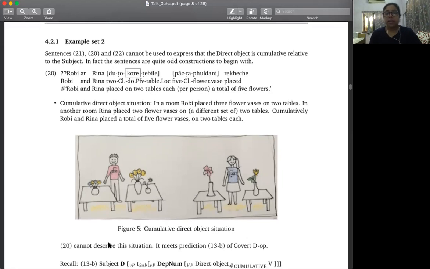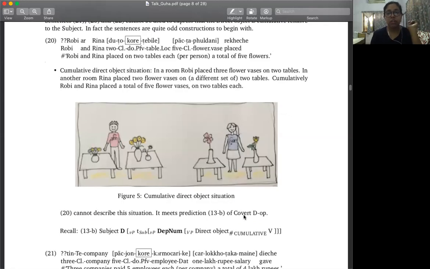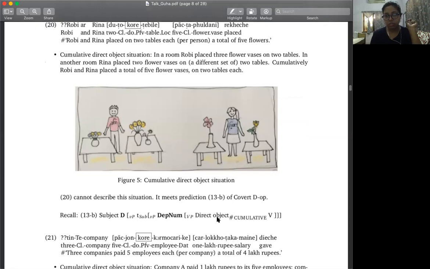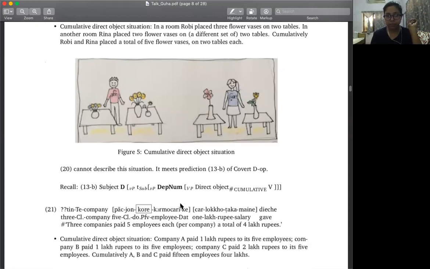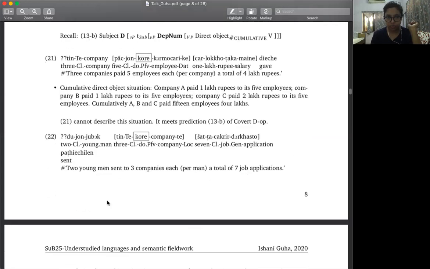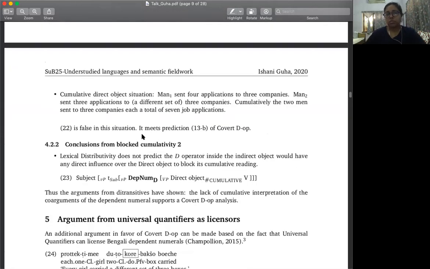Okay. 20 cannot describe this situation, and that meets the prediction 13b of Covert D op, which I've repeated here. So the direct object cannot be cumulative because of D. The same can be shown with other ditransitive examples. So that shows lexical distributivity does not predict the D operator inside the indirect object would have any direct influence over the direct object to block its cumulative reading, right? So that's again an argument in favor of Covert D op and against lexical distributivity.